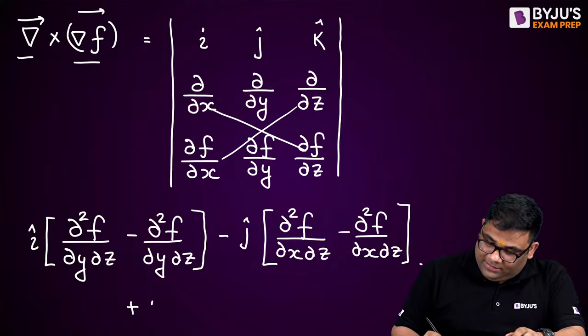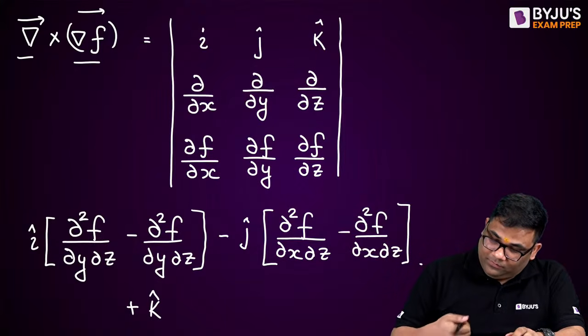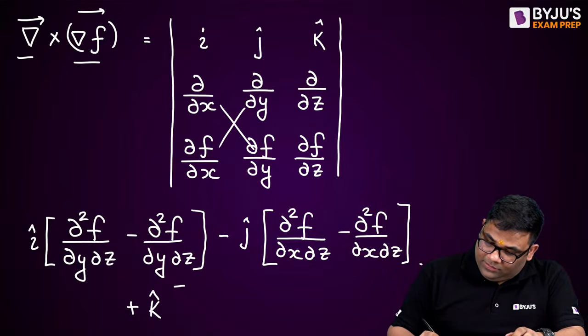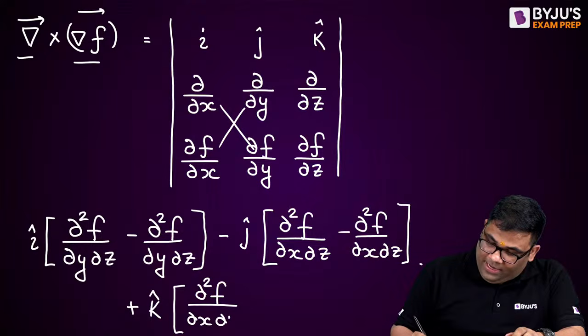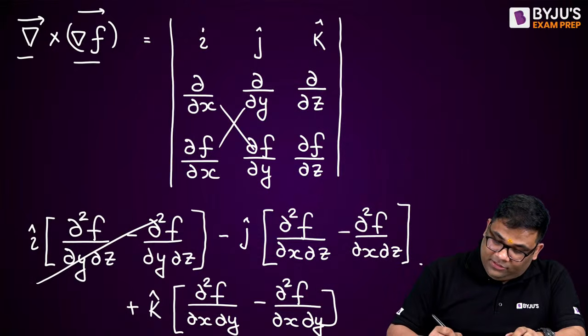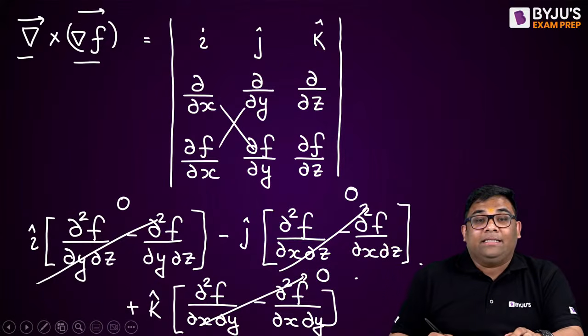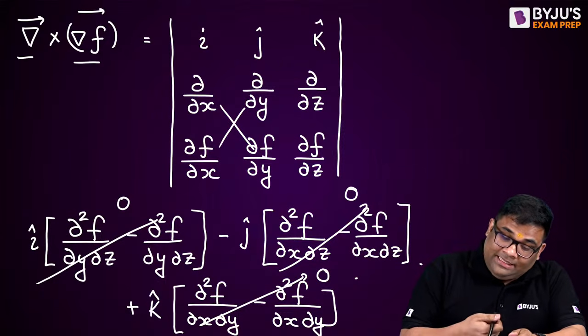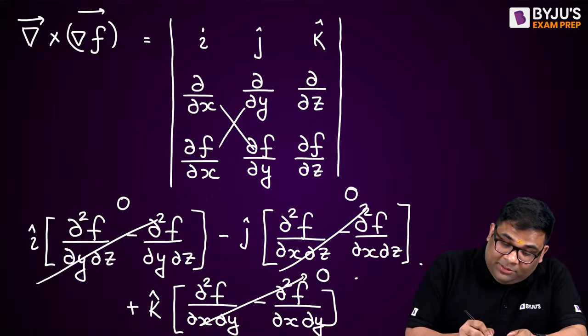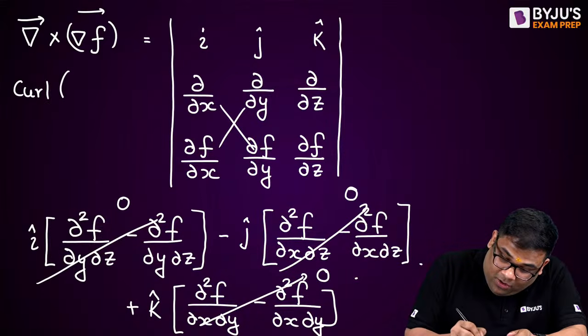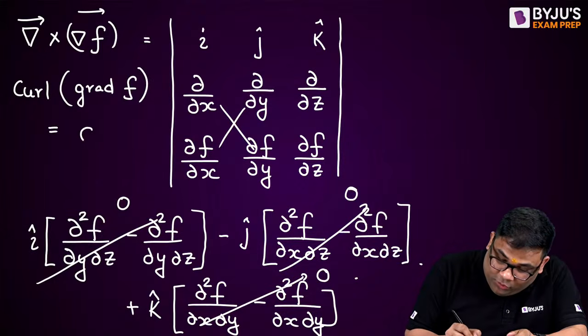Plus k of this, then this. So del square f by del x del y minus del square f by del x del y. Everything is getting cancelled. Right? So I can say that this expression, the curl of gradient of f, is 0.